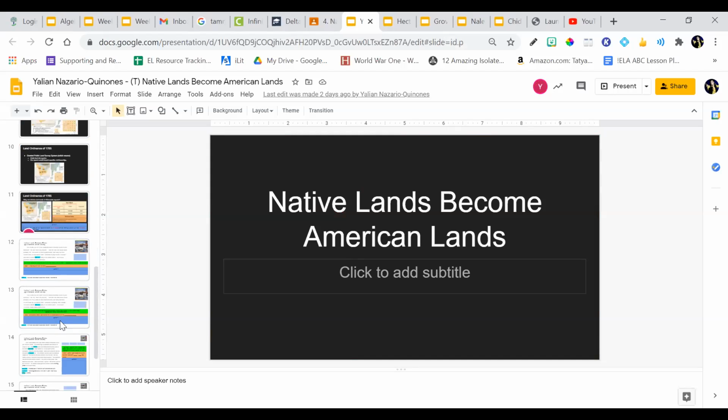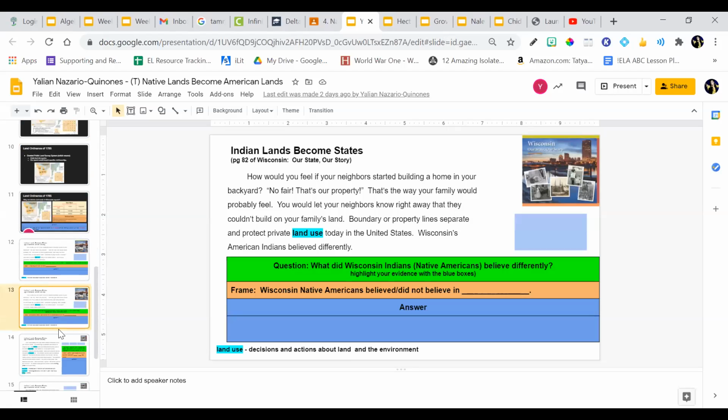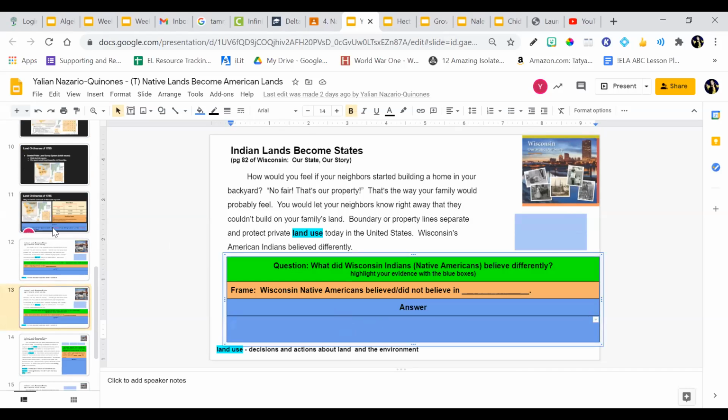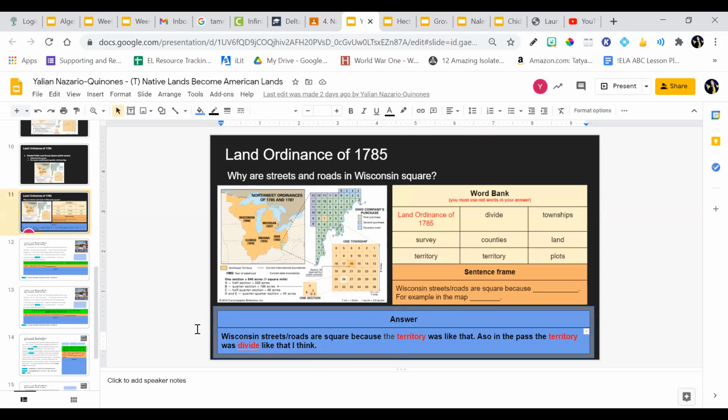All right, so on Tuesday, we were finishing this up. Yalian, we didn't finish that question up. Sorry, we did. Wrong one. Okay, so we got this. So, Yalian, please unmute yourself and share your answer you had for slide number 11, because we said this question: why are streets and roads in Wisconsin square? Wisconsin streets or roads are square because the territory was like that. Also, in the past, the territory was divided like that, I think.